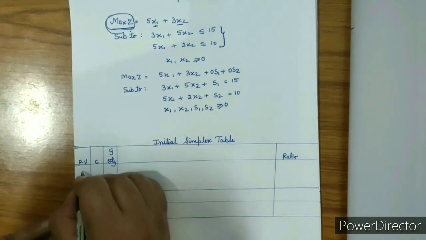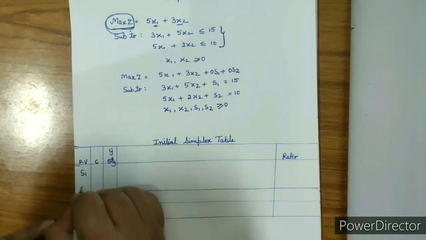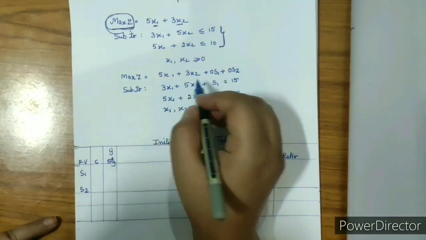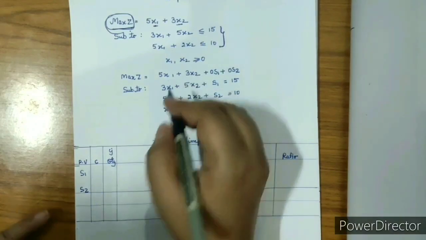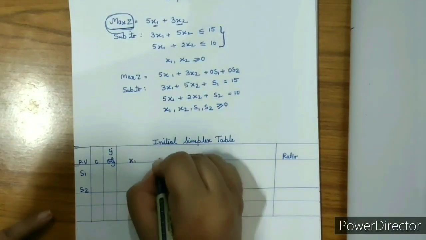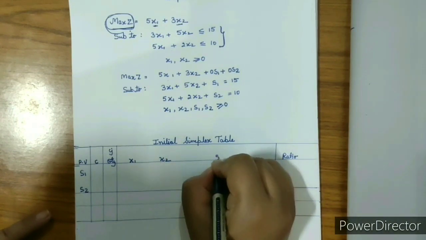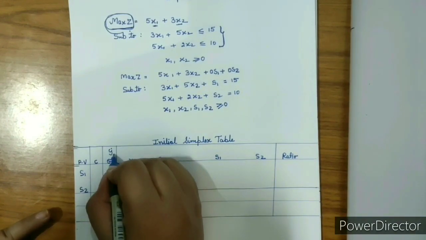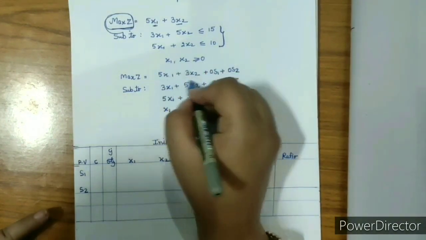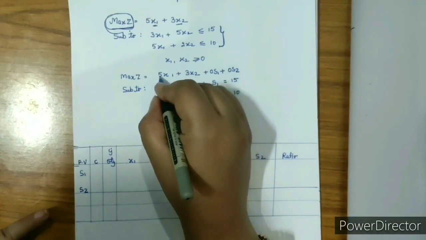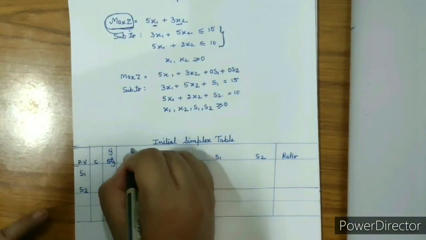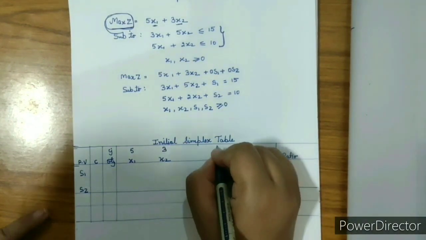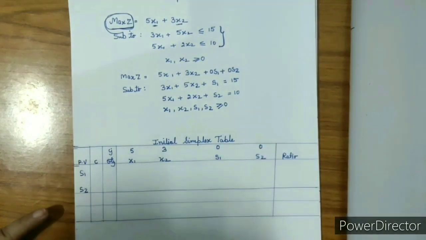So for the first equation we write s1, for the second equation we write s2. In this box we write the basic and non-basic variables. So the non-basic variables are x1, x2, and the basic variables s1, s2. Cj stands for contribution per unit, which is in our objective function. So in 5x1, 5 is the contribution of x1, 3 is the contribution of x2, 0 for s1, 0 for s2.